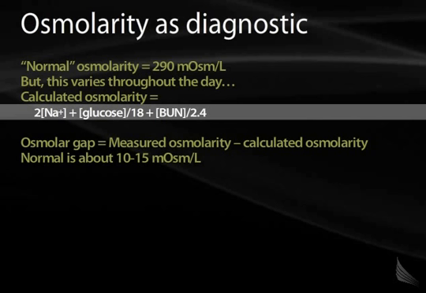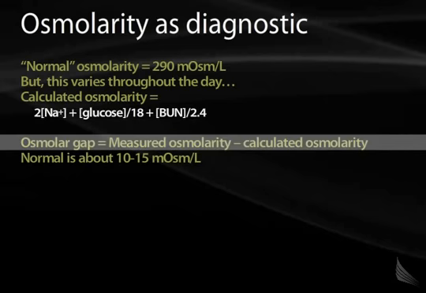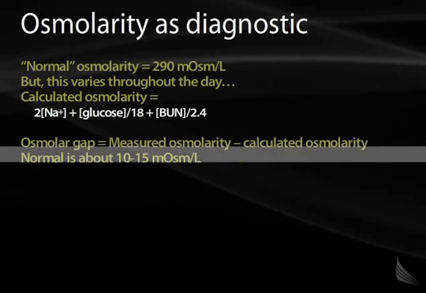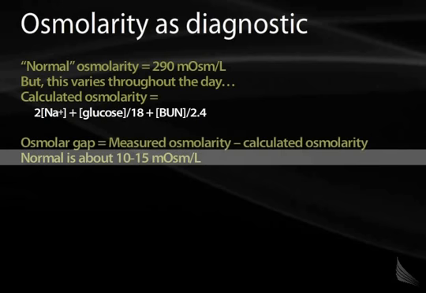This osmolarity will always underestimate the real osmolarity because it doesn't account for the many other osmotically active particles in blood. In order to account for that, we have another term known as the osmolar gap. The osmolar gap is the measured, or the real, osmolarity minus what is calculated using the 3 molecules shown above. And normally, the osmolar gap is anywhere between 10 and 15 milliosms per liter.